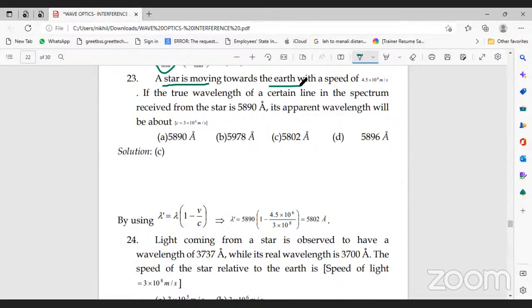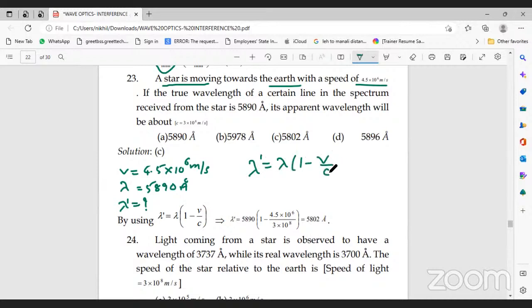A star is moving towards the Earth with what speed? 4.5 into 10 power 6 meter per second. And this is going to be received with a wavelength lambda of how much? 5890 angstrom. What is the apparent wavelength? That is the Doppler effect. Apparent wavelength is given by the formula lambda into 1 minus v divided by c, no? Where c is the speed of light.